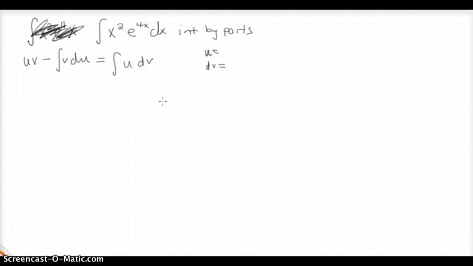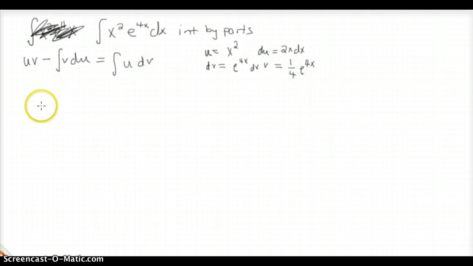Generally, in picking your dv, you want to choose something you can very easily anti-differentiate, which in this case would be e to the 4x. And then for our u, we're going to let that equal x squared. Then you find your du, which is 2x dx, and our v, there should be a dx right there, because that's a differential. We should come out with 1/4 e to the 4x. You can put a plus c there, but we understand that this is going to be an antiderivative.